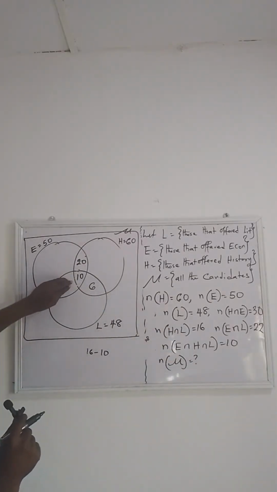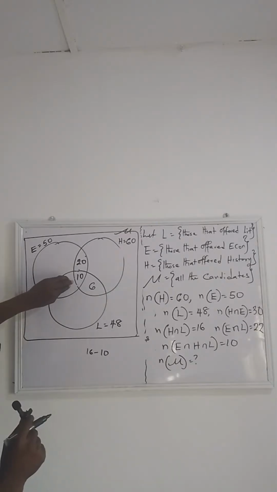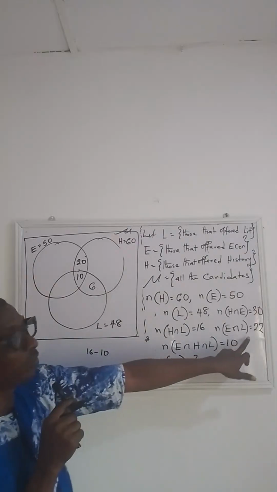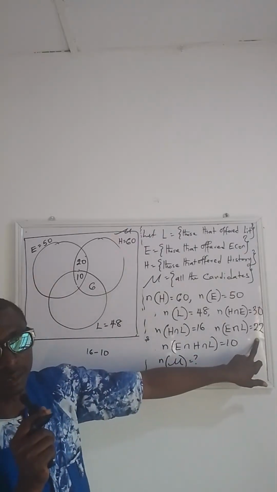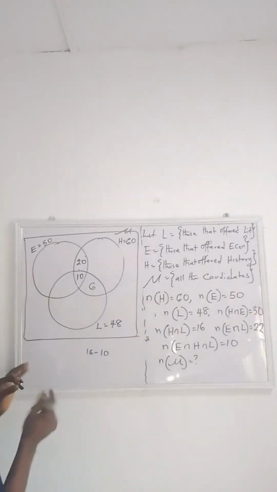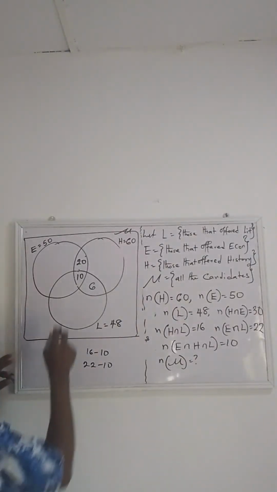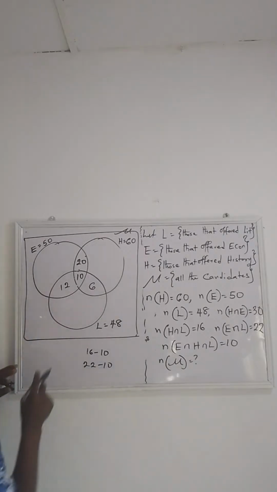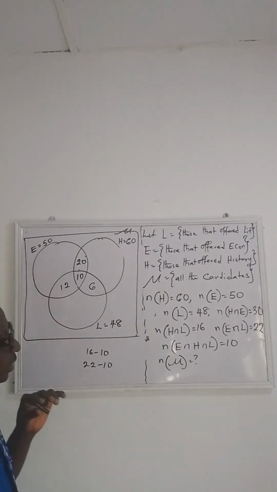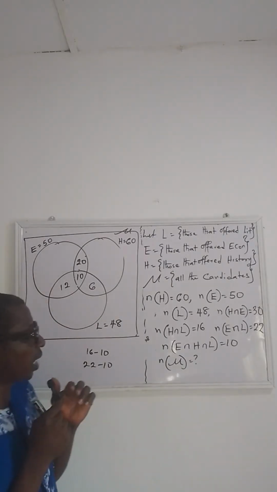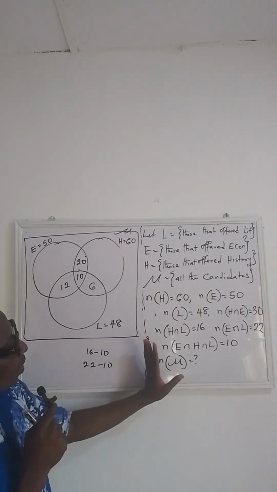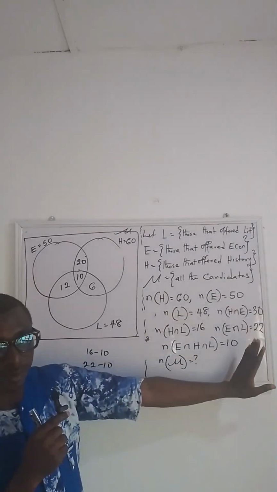Now let's get the number of those that offered economics and literature only. In the question, we are given the number of those that offered economics and literature to be 22. So we just say 22 minus 10. And that gives you what? 12. So that is that. Now I think we have already exhausted all the parameters here.